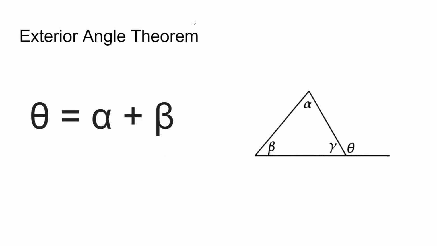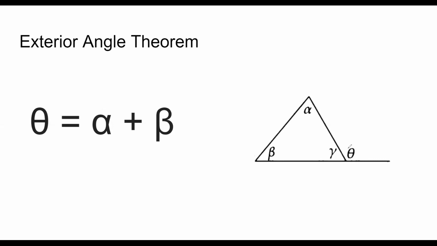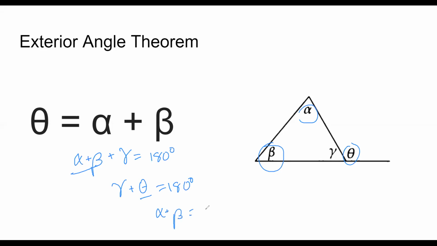Okay, so on the same wavelength, we can talk about a theorem called the exterior angle theorem. If you have this angle, say this theta here on the outside of a triangle, after you extend the lines of the triangle, it's equal to the sum of the other two angles, which are alpha and beta here on the triangle. To prove this, we just notice that alpha plus beta plus gamma is equal to 180 degrees. But since gamma and theta are supplementary angles, because they form a line, then this is also 180 degrees. So this means that alpha plus beta is equal to theta. And that's the exterior angle theorem.